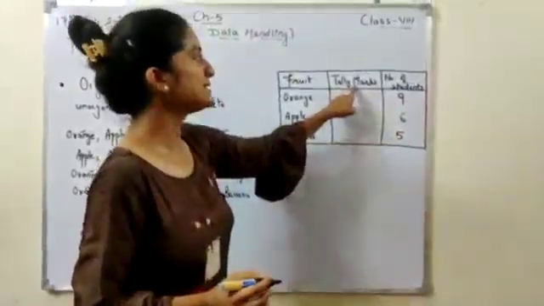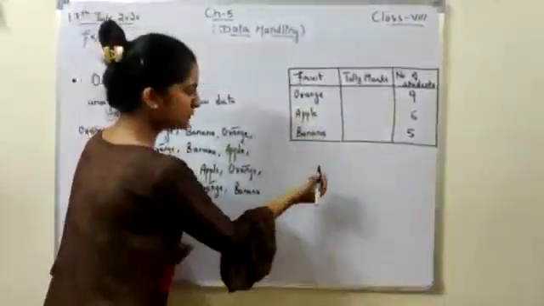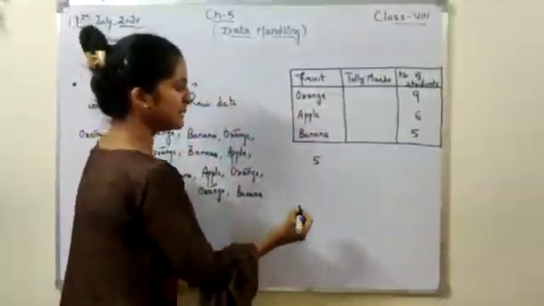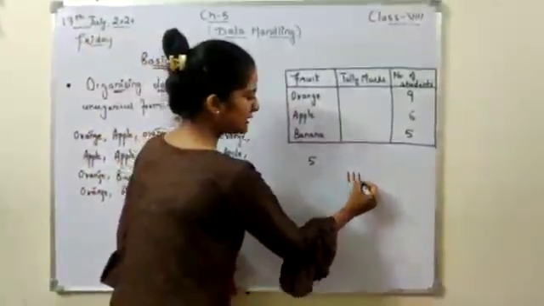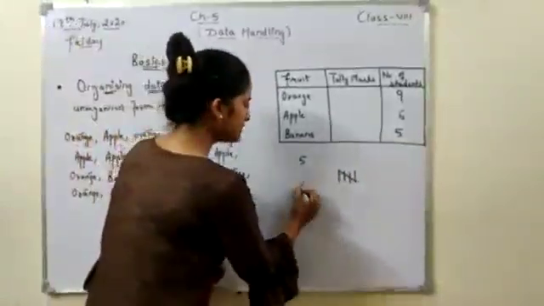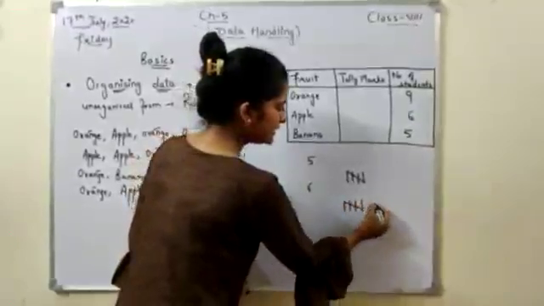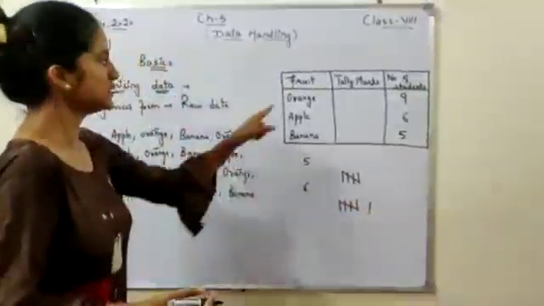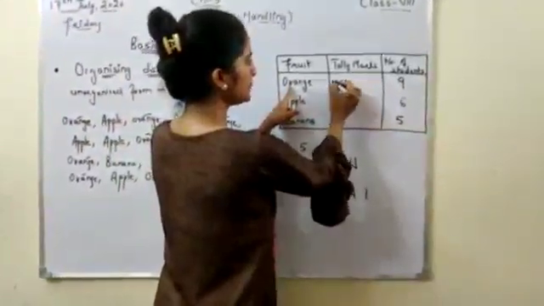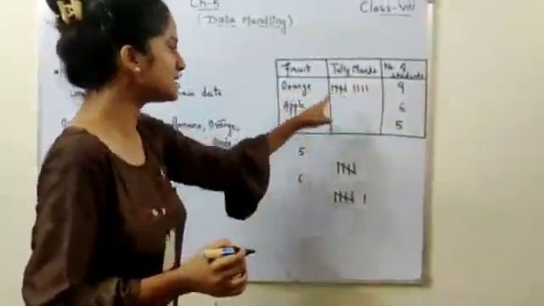Now we'll learn what are tally marks. How can we draw the tally marks? First of all, if we have 5, how can we make its tally marks? 1, 2, 3, 4 and the fifth one is like this, 5. If we have 6, how can we make it? 1, 2, 3, 4, 5 and this one is our 6. So orange is 9. 1, 2, 3, 4, 5, 6, 7, 8, 9. So these are the tally marks.